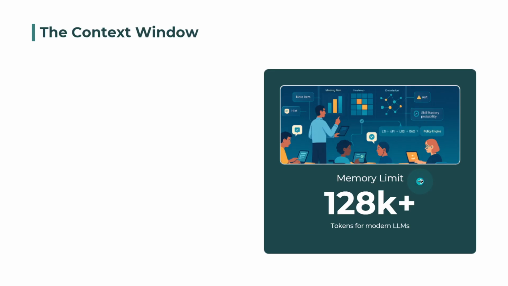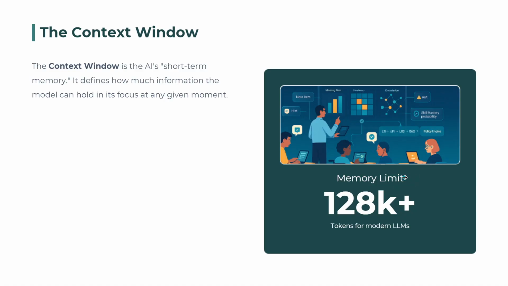So next, we'll talk about context window. Now, if a token is a word chunk, then context window is the AI's short-term memory. Imagine you are in a meeting. You can only keep so many facts in your head at once before you start to forget the beginning of the conversation. AI is the same thing. Context window is the total number of tokens that the model can focus on at any given moment.